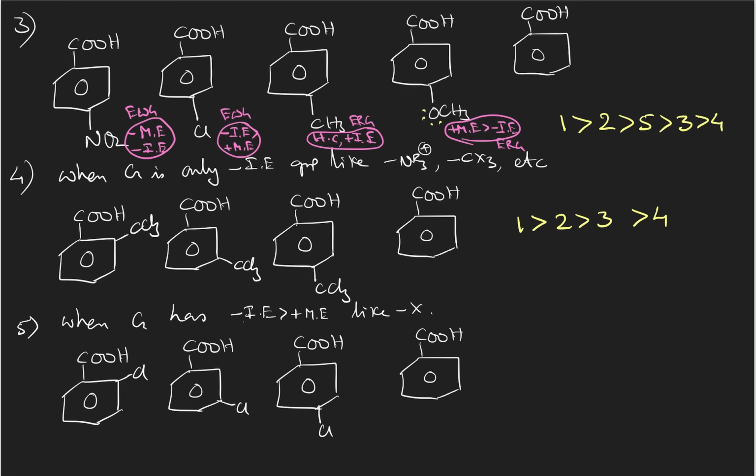Then coming to halogens. These are also having negative inductive effect stronger than positive mesomeric effect. Very important point this one. Halogens exception is that their negative inductive effect is very strong in comparison to positive mesomeric effect.